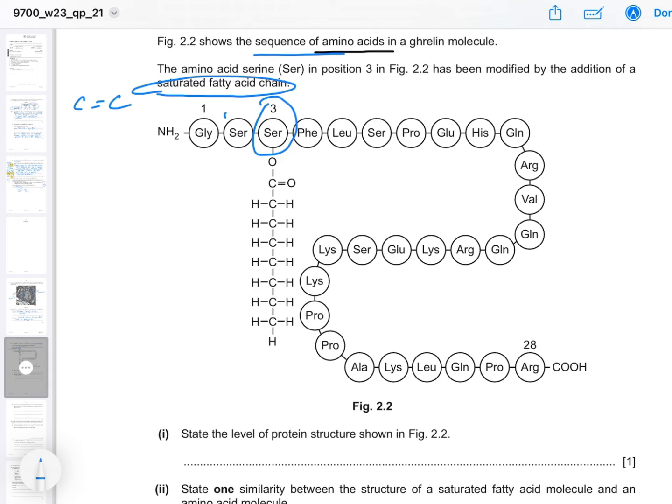Part 1 asks you to state the level of protein structure shown in figure 2.2. This is a primary structure since you only see peptide bonds in the polypeptide and there aren't any hydrogen bonds which would have produced a secondary structure, or ionic bonds, disulfide bonds, and hydrophobic interactions that could have also made up a tertiary structure.